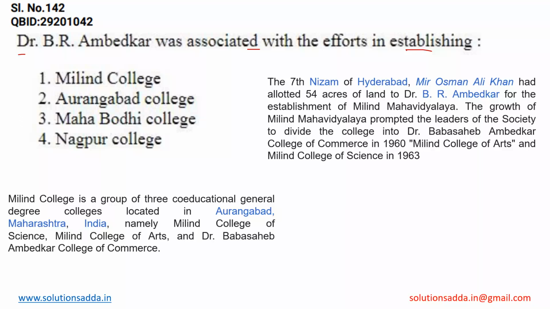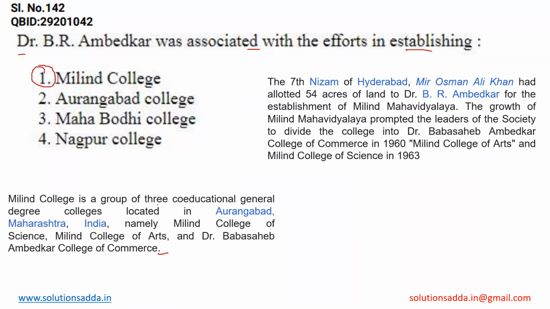This type of question is basically a memory based question, and this question is from the general awareness part. Milind College is a group of 3 co-educational general degree colleges located in Aurangabad, Maharashtra, India. Namely Milind College of Science, Milind College of Art and Dr. Baba Sahab Ambedkar College of Commerce. So the correct option for this question will be Milind College.